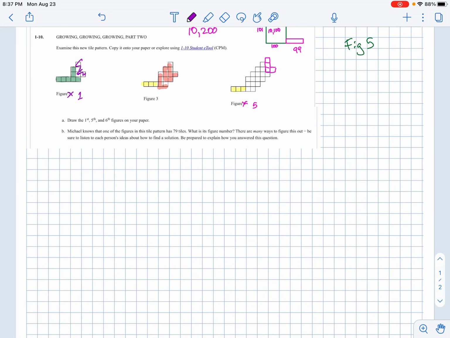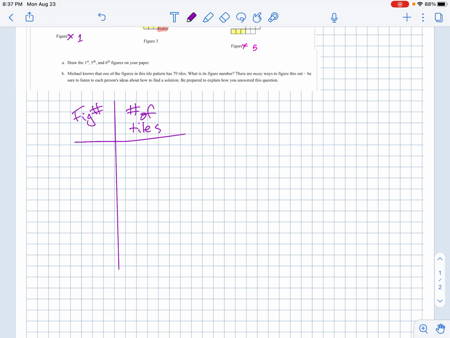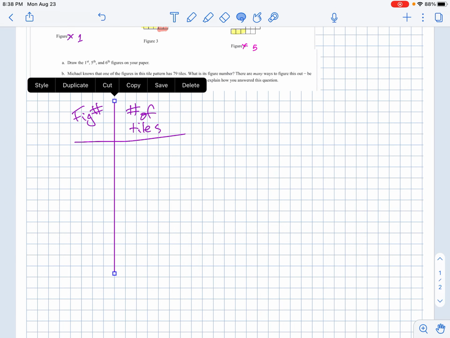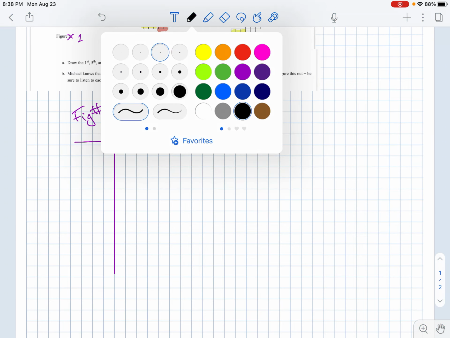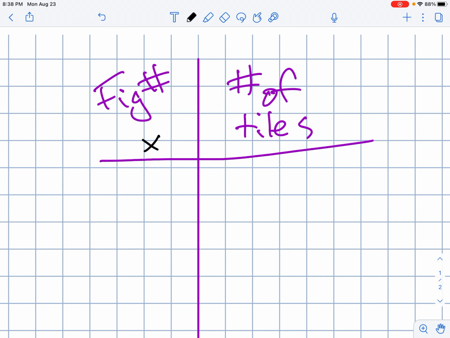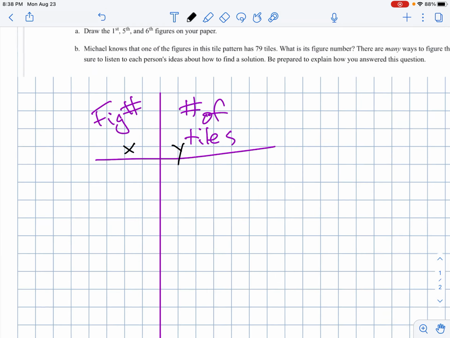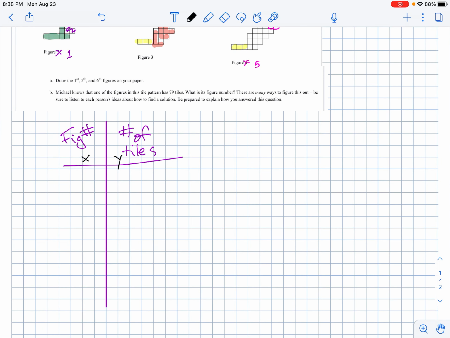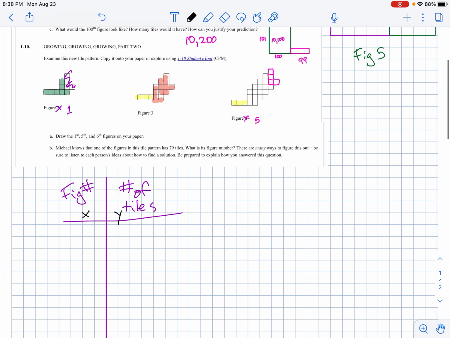So here's what I want you to do. I want you to make yourself a table. And in that table, the first part of it is going to be the figure number, and the second part is going to be the number of tiles. So figure number and number of tiles. Now, this should look a lot like an XY table that you did last year in 7th grade. We're going to even call it that. This is going to be X, and this is going to be Y. So, let's do a little recording, and this will help us make predictions.